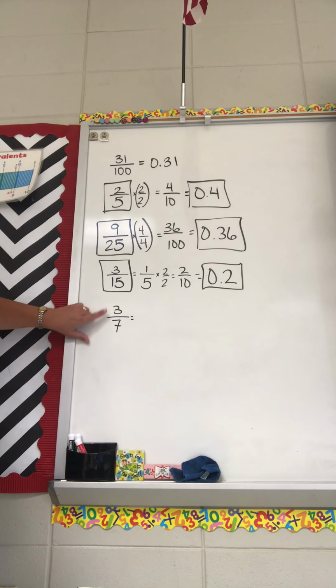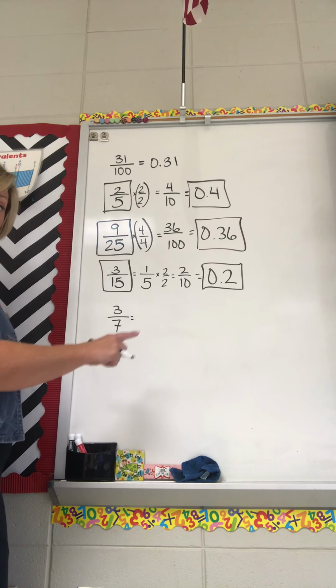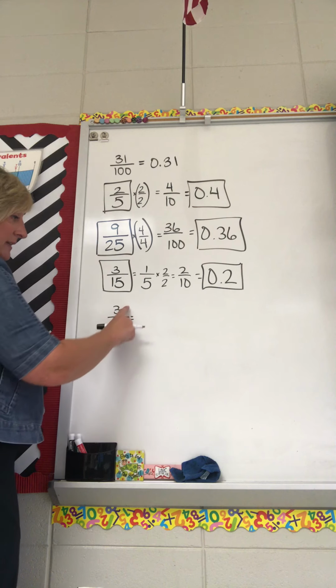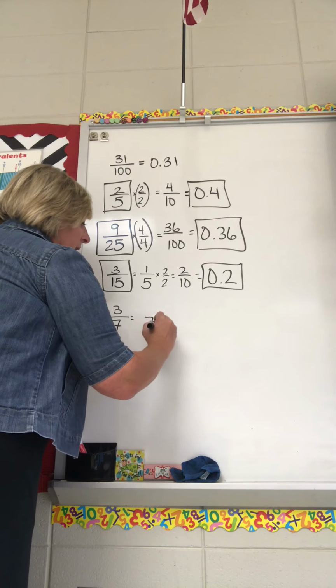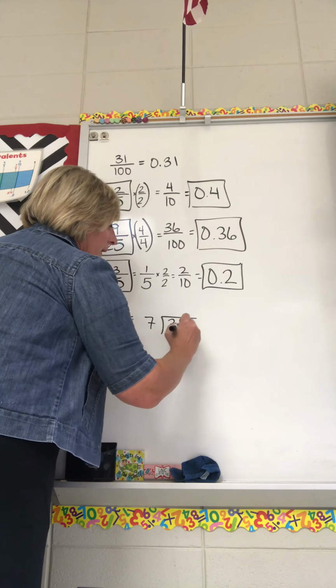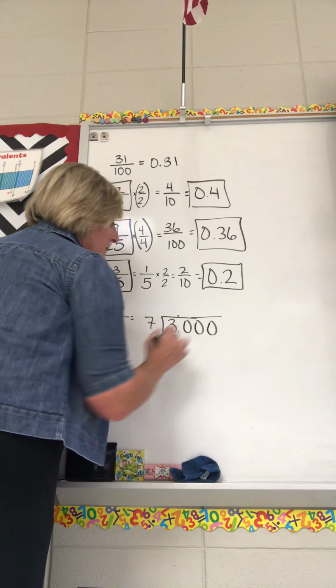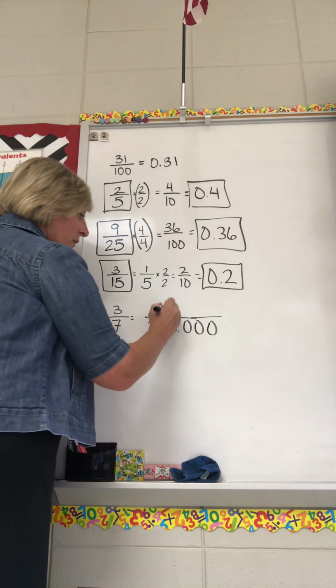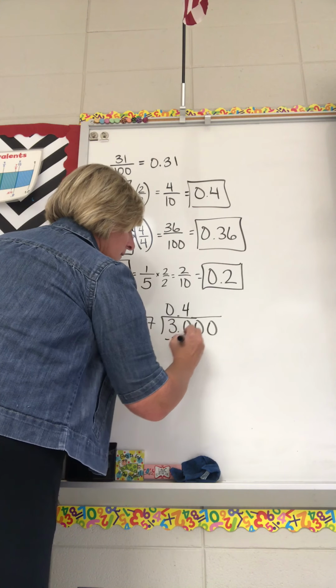And then when we have one that doesn't work, we have to go into division, and we would divide to figure out what this is as a decimal. So we're going to put 7, and then we're going to divide that into 3, and so we're going to have to go through and do our steps. So 7 goes into 3, none. 7 goes into 30 4 times.